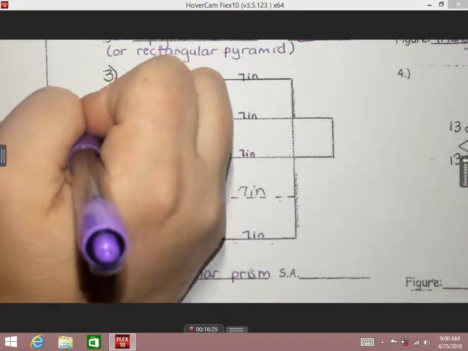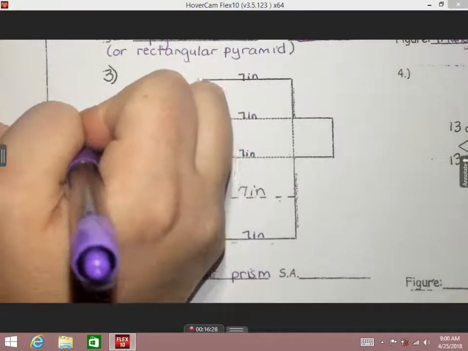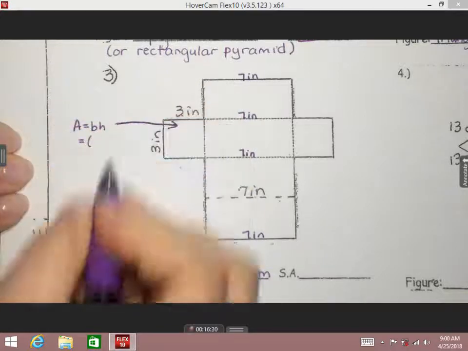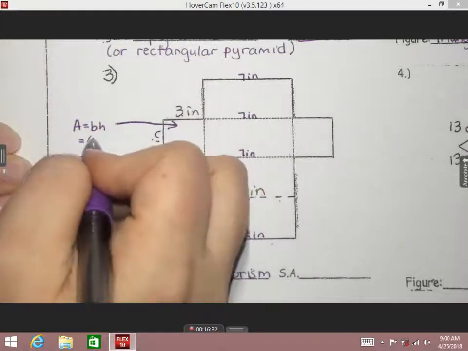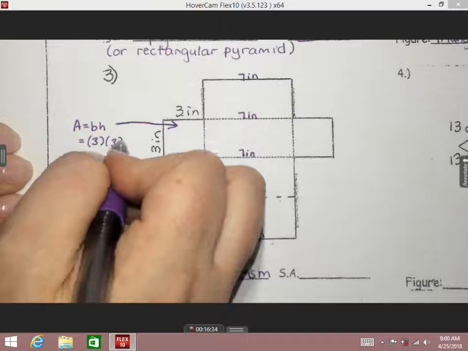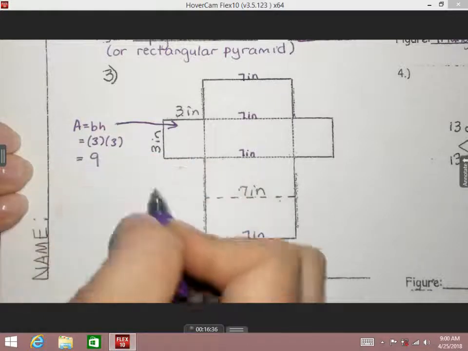Alright, so area equals base times height. What is the base? 3. And what is the height? 3. So my area is 9.